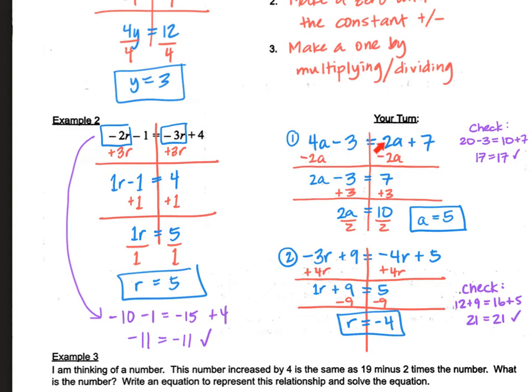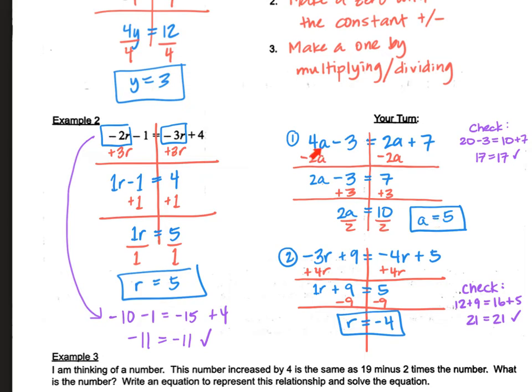So in number 1, your turn, I subtracted 2a on both sides here. Got left with what's written in blue. Then we added 3 to both sides because there's a minus 3. We want to make that a 0. So we got a 10 on this right side, left over with 2a, then divide by 2 to make that into a 1. And 10 divided by 2 gives us our solution.